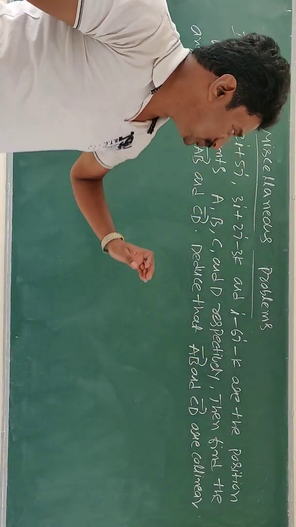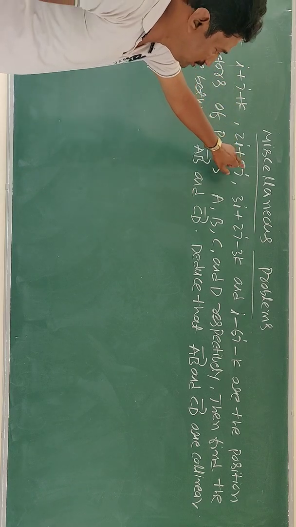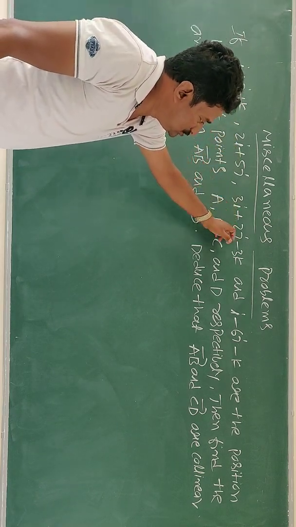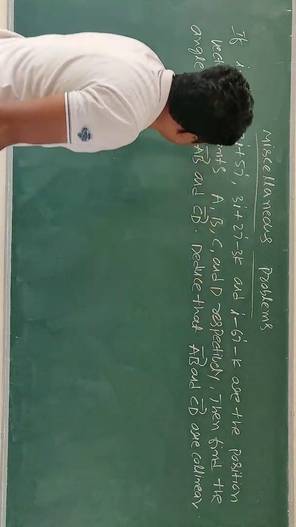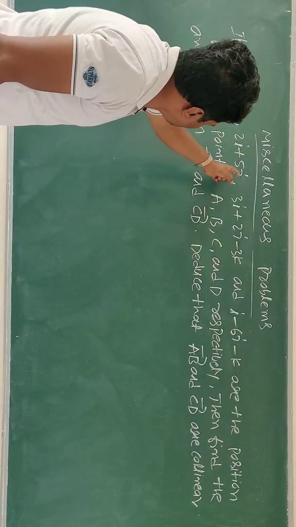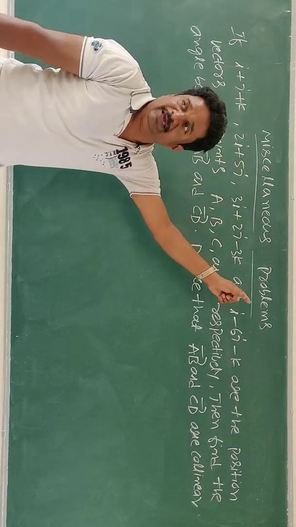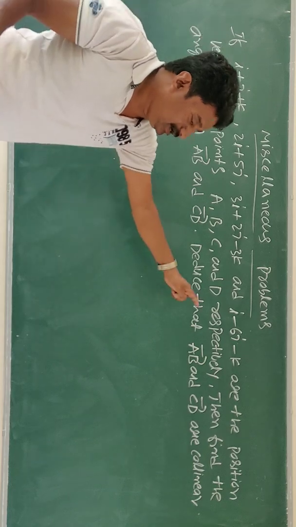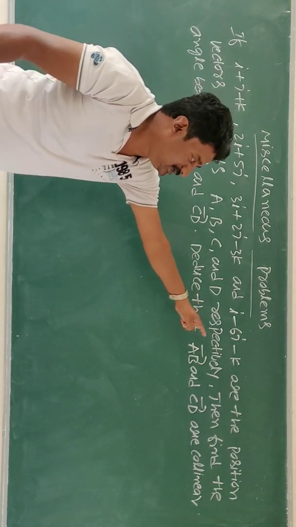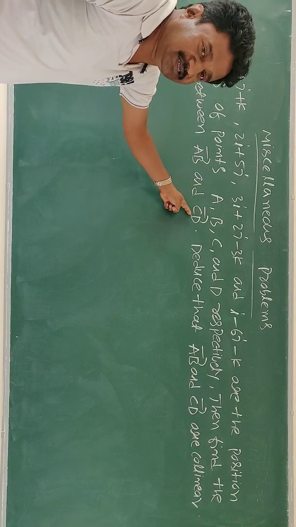Look at that easy question, students. If i plus j plus k, 2i plus 5j, 3i plus 2j are the position vectors of points A, B, C, D. So what is the vector OA? OB, OC, OD. PVs are given. Then find the angle between vector AB and vector CD.